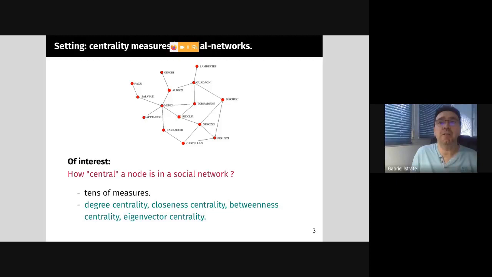Okay, so we want to put a number which measures the importance of a node. And this has been done in many, many, many ways. There are too many that I cannot present all of them. I'll concentrate on a few of them. So let me give a couple of examples of definitions.